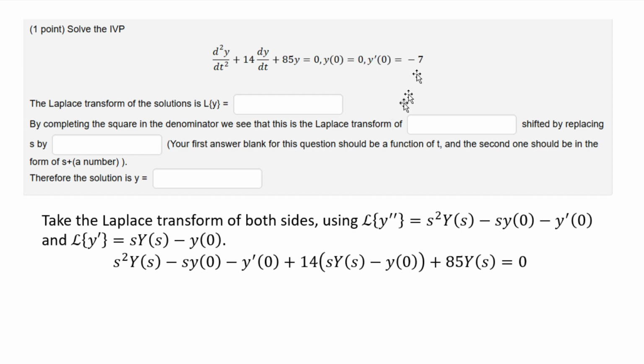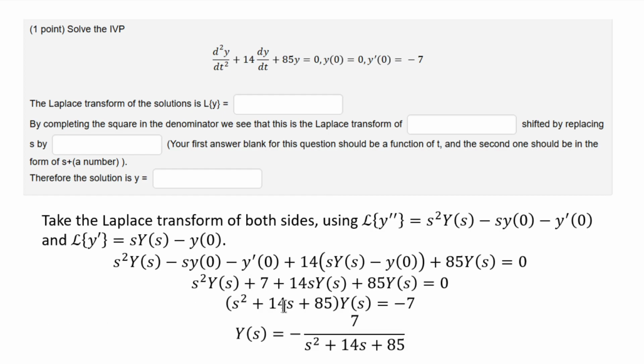Now you plug in the initial points. Y of 0 is 0, so this is gone and that's gone. Y prime of 0 is negative 7, so that becomes positive 7. Collect the capital Y's together, so s squared plus 14s plus 85 times Y(s). And then 7 you move to the other side, so it's equal to negative 7, and then finally you divide. And that's what you get for capital Y of s.